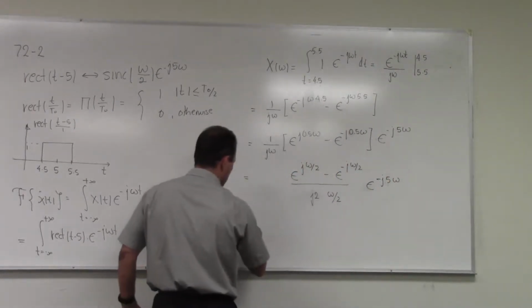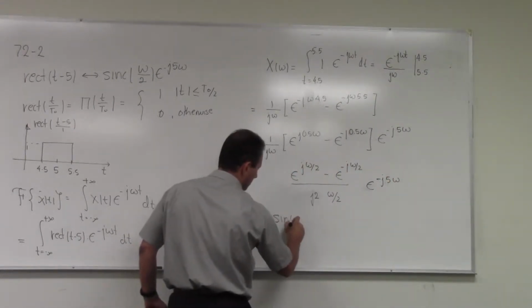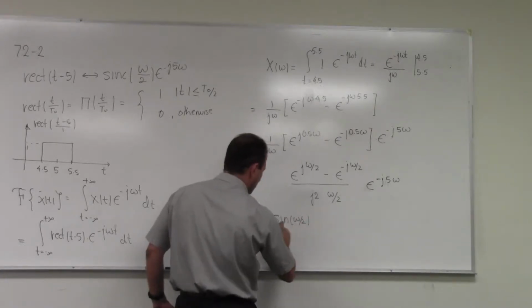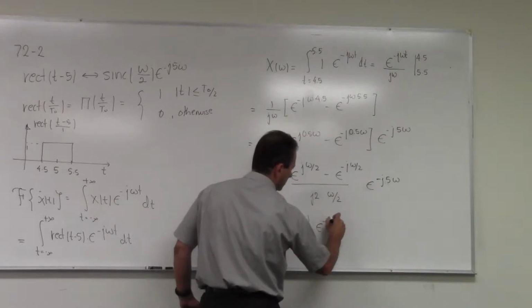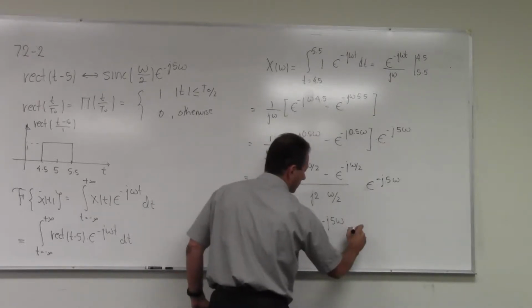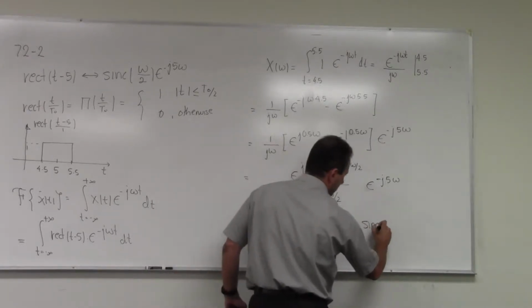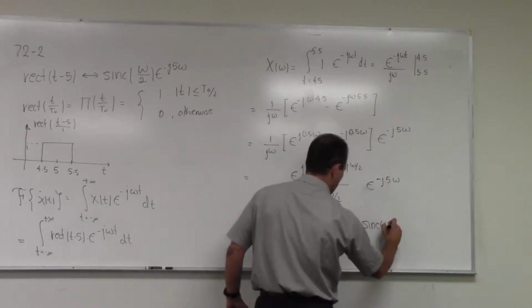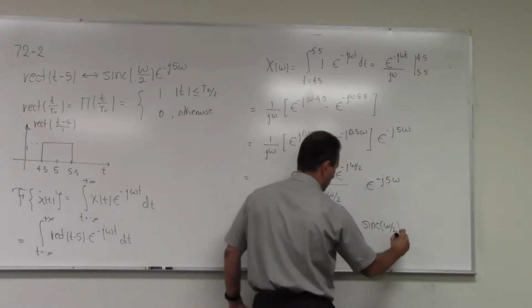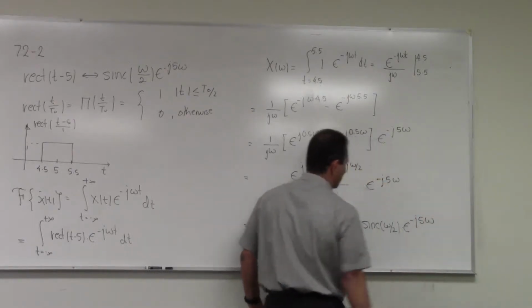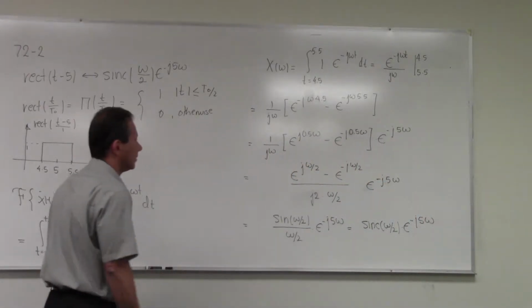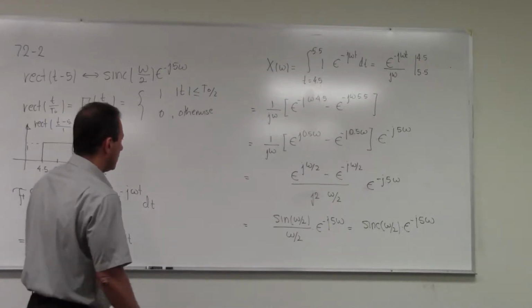And then it's easy to see that this is sine omega over 2 over omega over 2 times e to the minus j 5 omega, which is sinc of omega over 2 times e to the minus j 5 omega, which is what was asked to be proved.